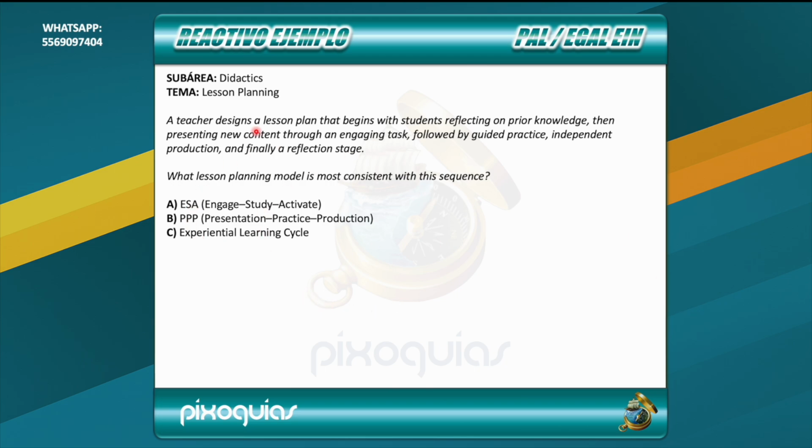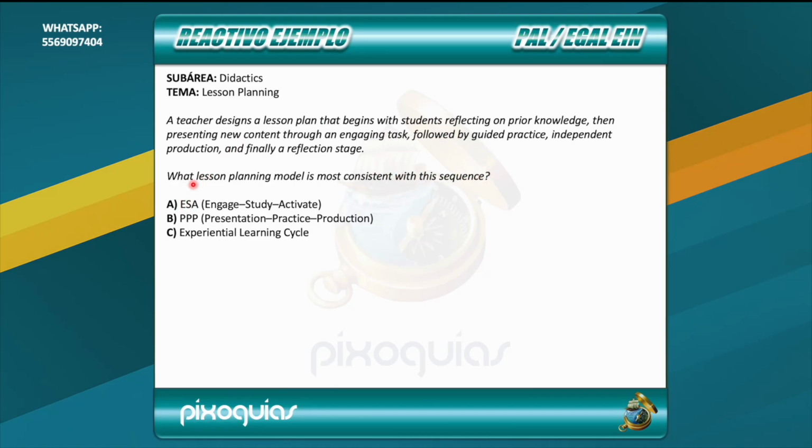This exercise is from the subarea Didactics with the topic Lesson Planning. A teacher designs a lesson plan that begins with students reflecting on prior knowledge, then presenting new content through an engaging task, followed by guided practice, independent production, and finally a reflection stage. What lesson planning model is most consistent with this sequence?